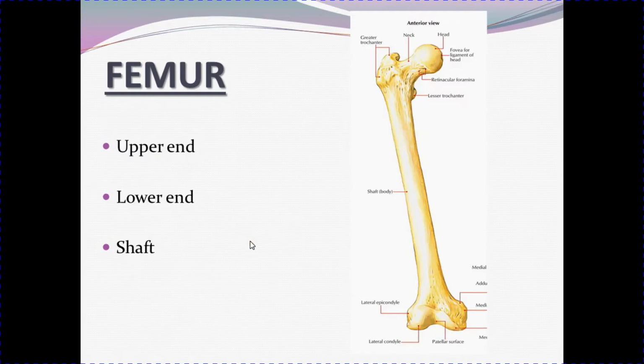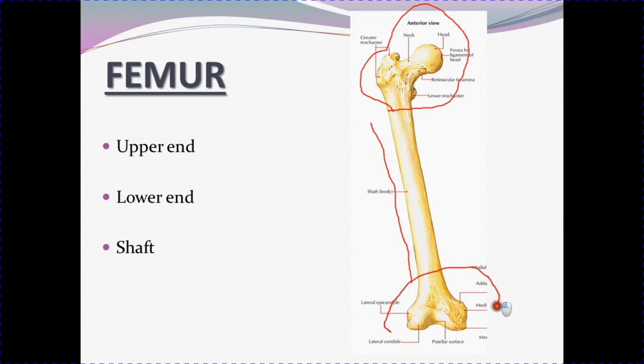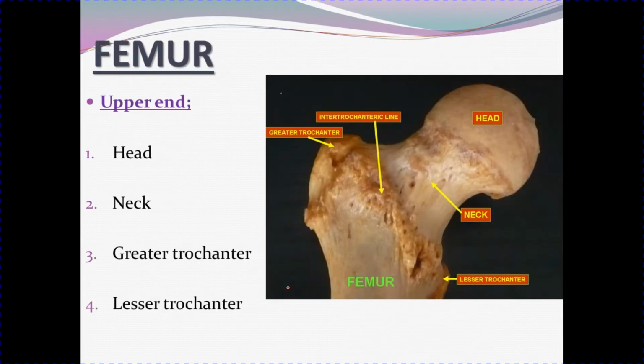The femur has three parts. It has an upper end, it has a shaft, and it has a lower end. We will briefly discuss all these different parts.